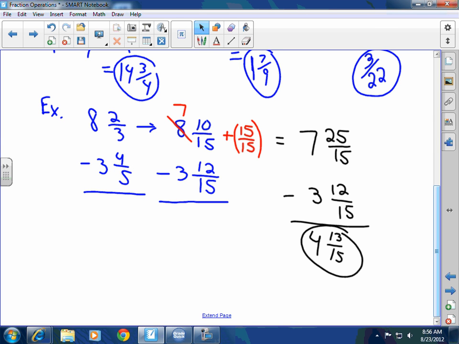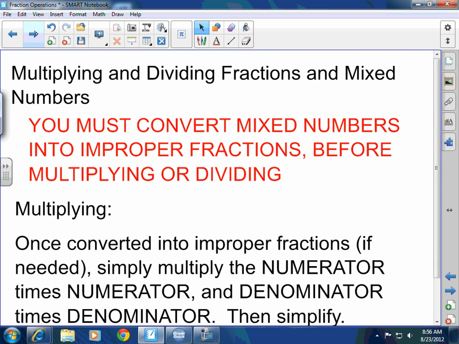Are there any questions about adding, subtracting, mixed numbers, or fractions? All right. Awesome. So I may continue? Thank you. Okay, now, multiplying and dividing fractions and mixed numbers.